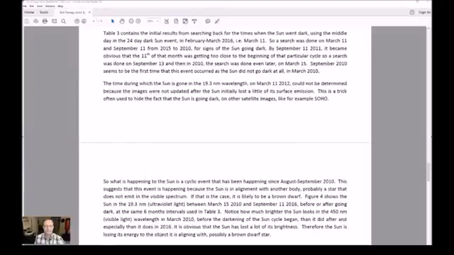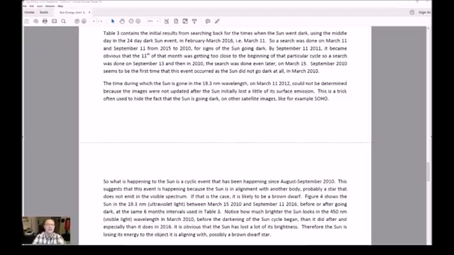Okay. Table 3 contains the initial results from searching back for the times when the sun went dark, using the middle day and the 24th day of the dark sun event in February-March 2016, i.e. March 11th. So a search was done on March 11th and September 11th from 2015 to 2010 for signs of the sun going dark. By September 11th, of all days, 2011, it became obvious that the 11th of that month was getting too close to the beginning of that particular cycle.